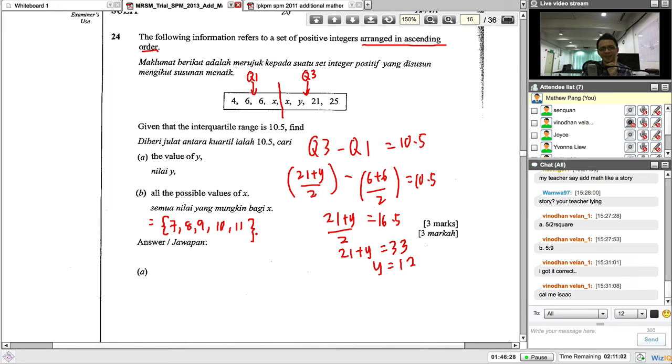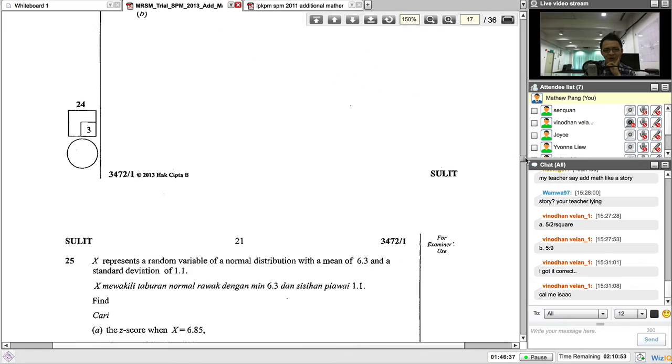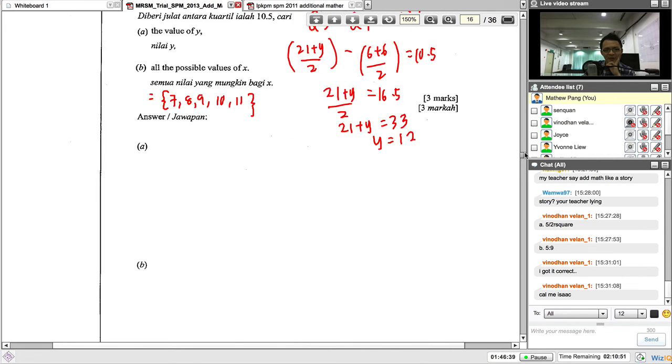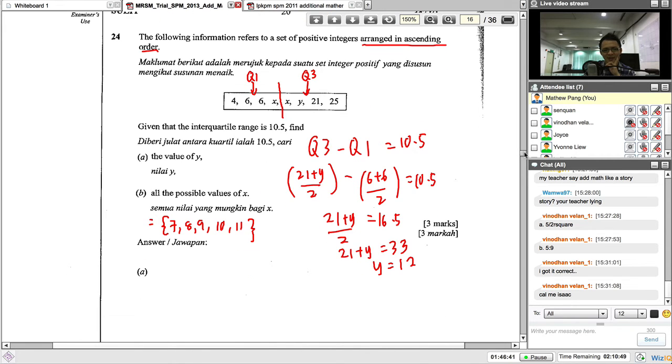Any information we're missing? Interquartile range. It should tell us about the median or the mode or anything. Then we would have more information to solve for x. It's impossible, it asks us to write like this.